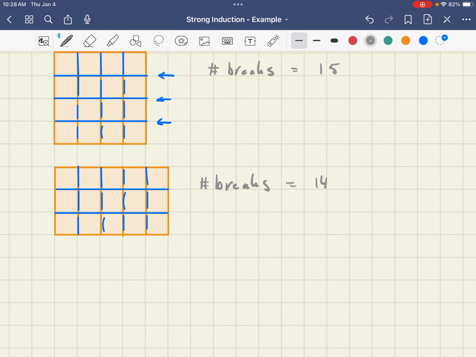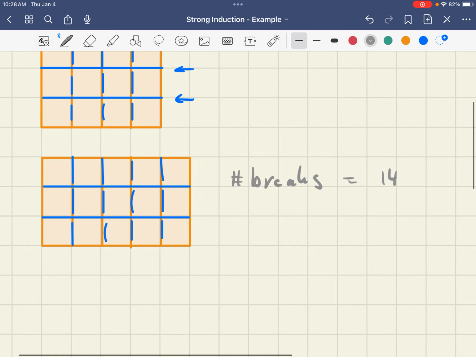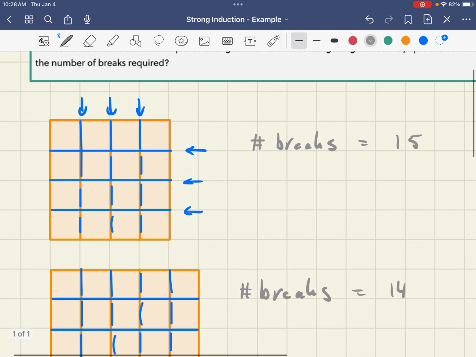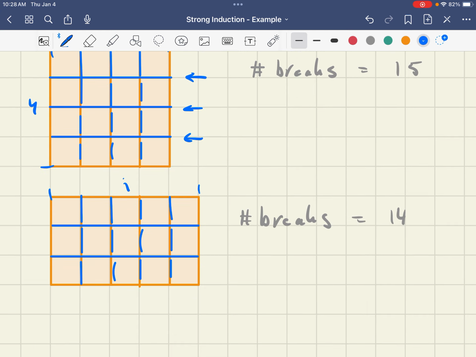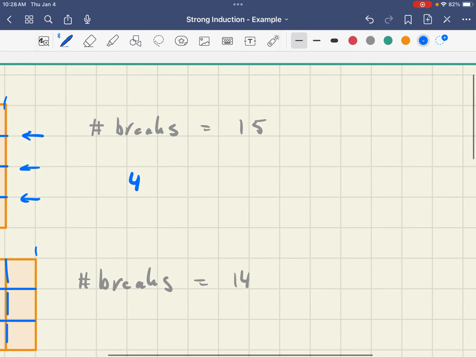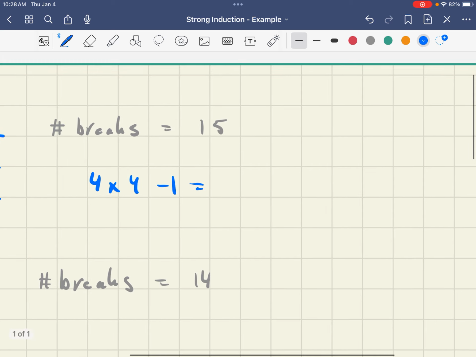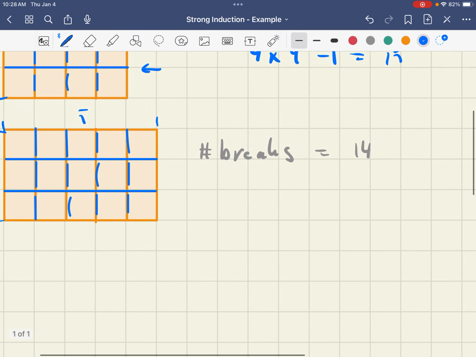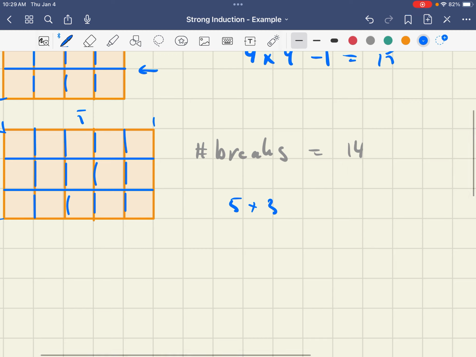Once you do enough problems, you'll find out that generally what happens, so here in this case we had this was 4, and this was 4, this was 5, this was 3. And generally what happens is we do the length times the width, and then it's minus 1. So for here, it was 4 times 4, which is 16, minus 1, which is, of course, 15. And then here it's 5 times 3, which is 15, minus 1, which equals 14.